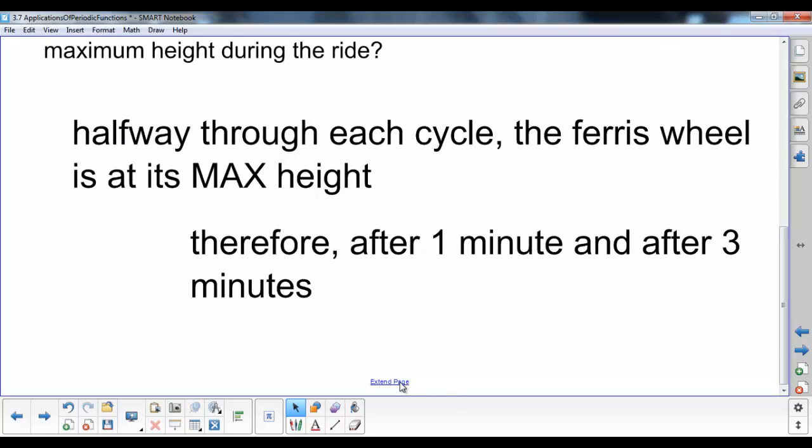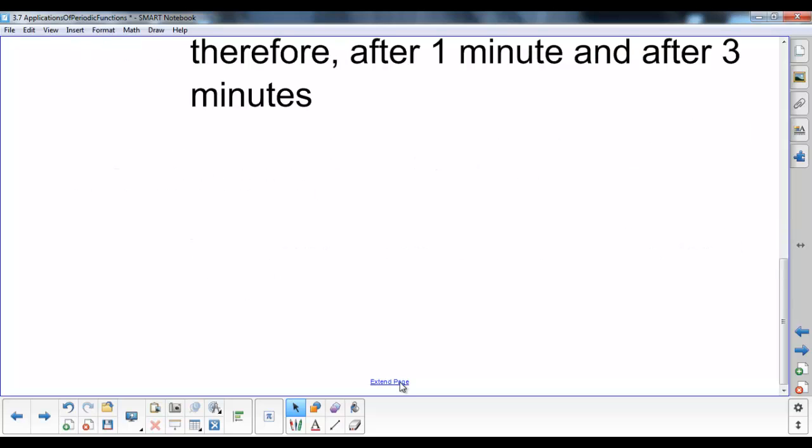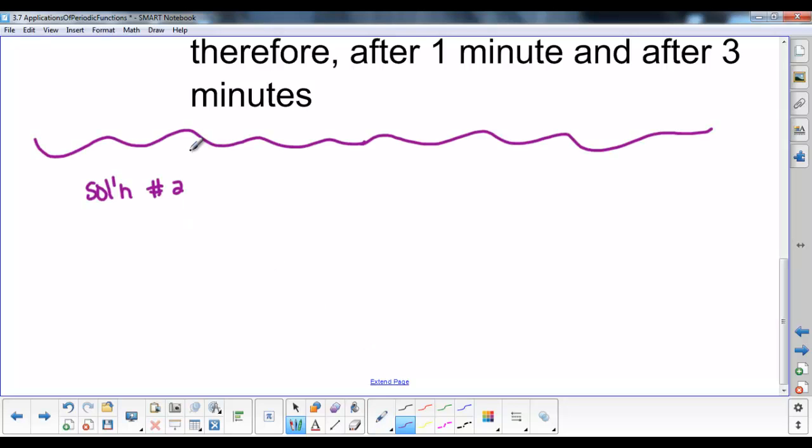The longer way is good to go through because not every one of these functions is going to be so neat and tidy that halfway is going to be such a nice number like 1 minute. So I'm going to go through the longer way and show you how to solve that. Basically, we could just set our height, h, equal to the maximum height, which in this case was 35, and solve for t.